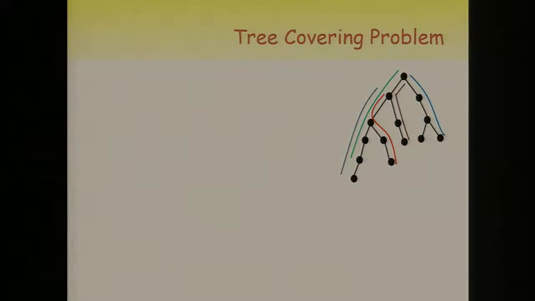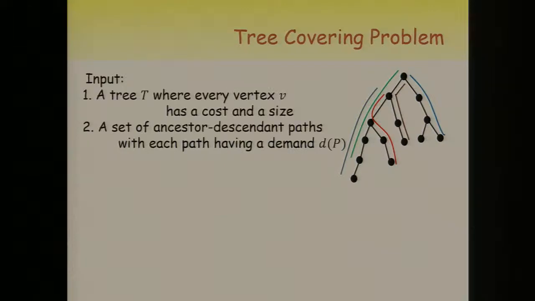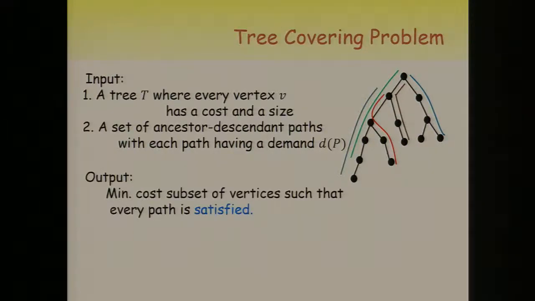It just says that I give you a tree, every vertex has a cost and a size, and I give you a bunch of paths in this tree. The solution has to specify which vertices to pick here. You want to pick a min cost subset of vertices such that every path is satisfied. What does satisfied mean? Satisfied basically means that if you look at, let's say, the green path and the vertices that you have picked in this green path, their total size must be at least the demand of this path.